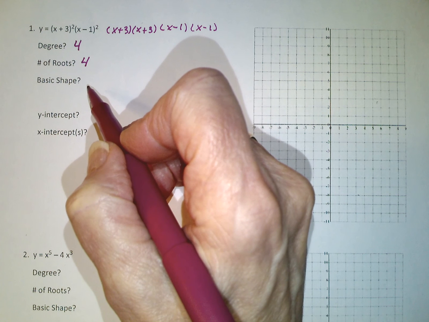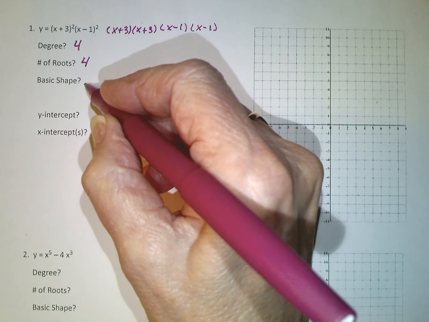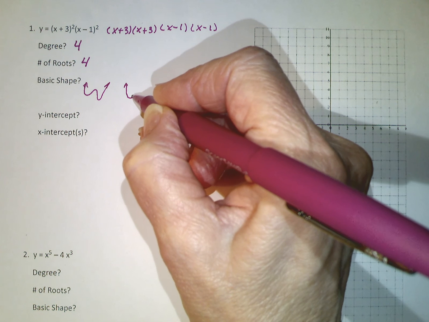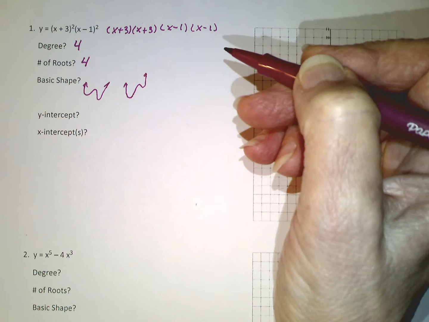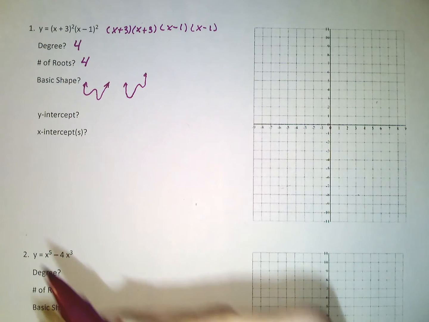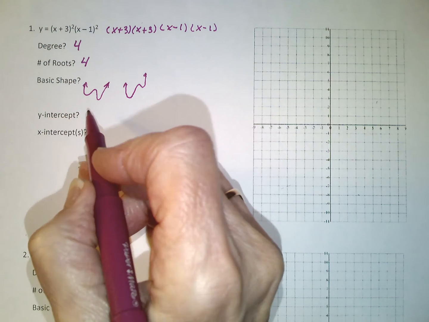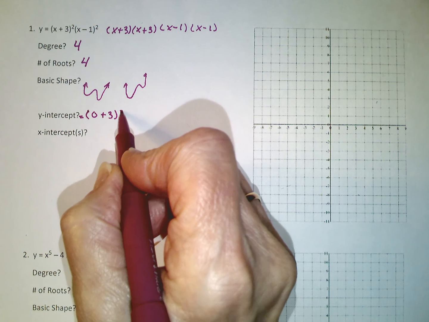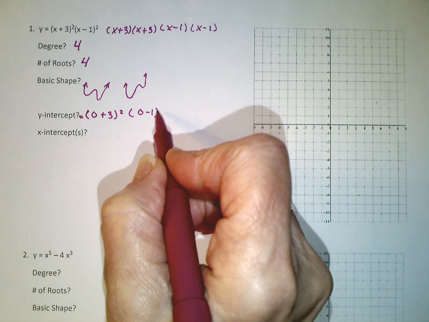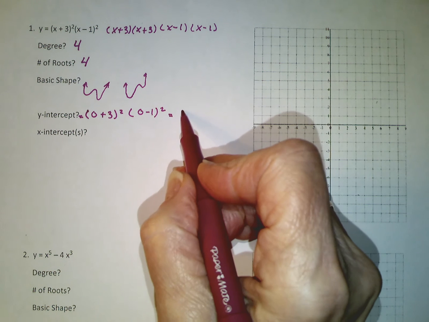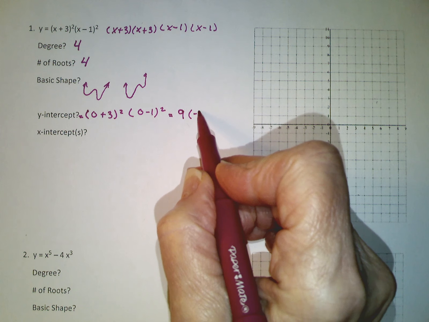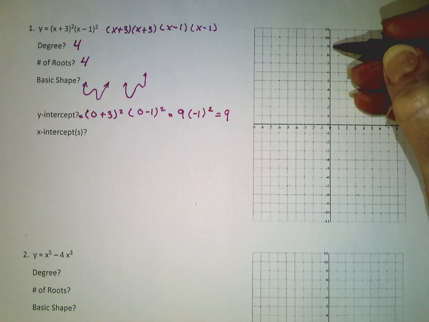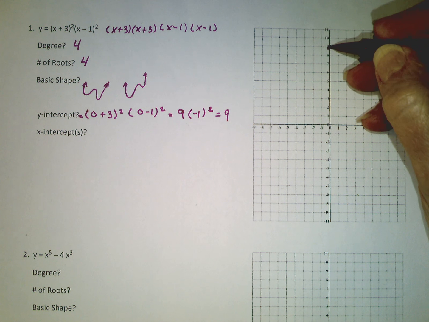Basic shape then would make it a quartic, and these are all positive, so we're going to get our W shape again. Doesn't have to look like a true W always. Get variations on it. Y-intercept, when x is 0, we're going to have a y-intercept. So that looks like it's 9 times the square on -1, which would be 9. So the y-intercept here is supposed to be 9.